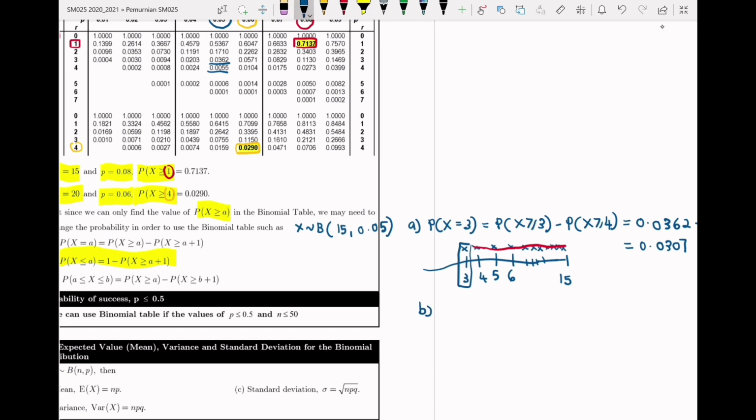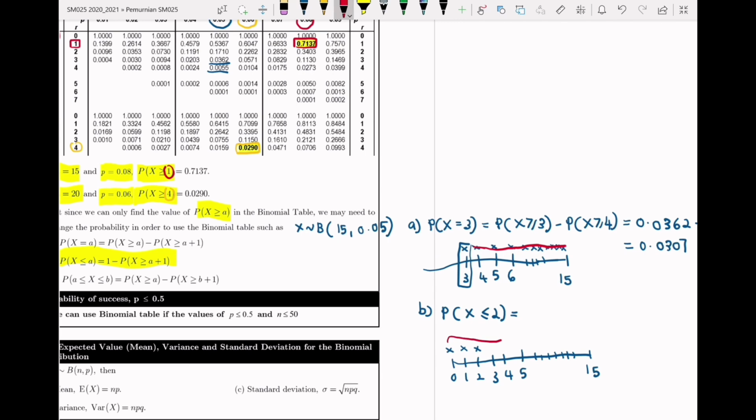Okay, we want to find P(X ≤ 2). So what we need to do is subtract with something. Let's look at the number line. We have 0, 1, 2, 3, 4, 5 up until 15 because our n is 15. We want to find the value of X ≤ 2. That means we want to find X = 0, X = 1, and X = 2.